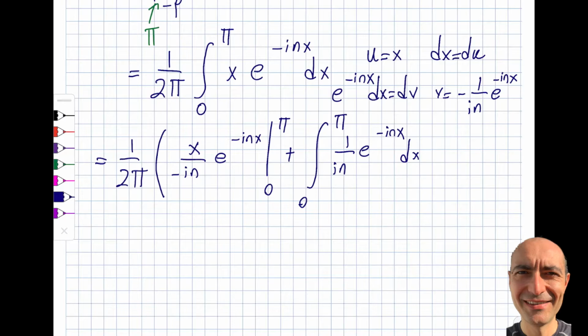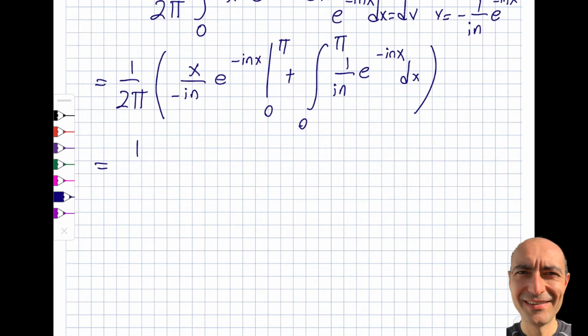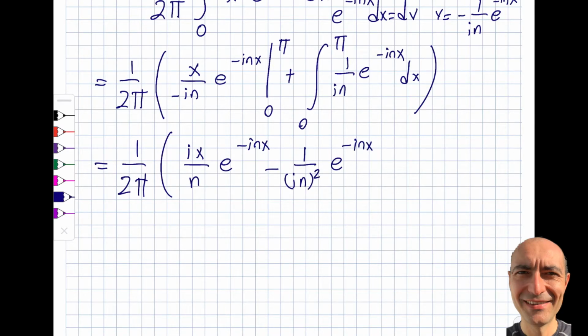Let me take the integral of this as well, so I can write a nice formula, 1 by 2 pi. The reason why I did this was, when I multiply both numerator and denominator by i, you do see that the minus i squared becomes minus 1, but there's another minus, so that becomes plus. So I get ix by n, e to the minus i n x, and then when I take the integral for that, I get a negative 1 by i n squared, e to the minus i n x, and I have to evaluate this whole thing from 0 to pi, 1 by 2 pi.